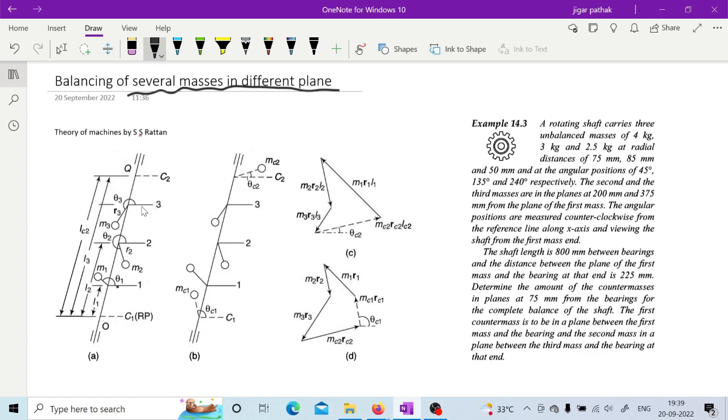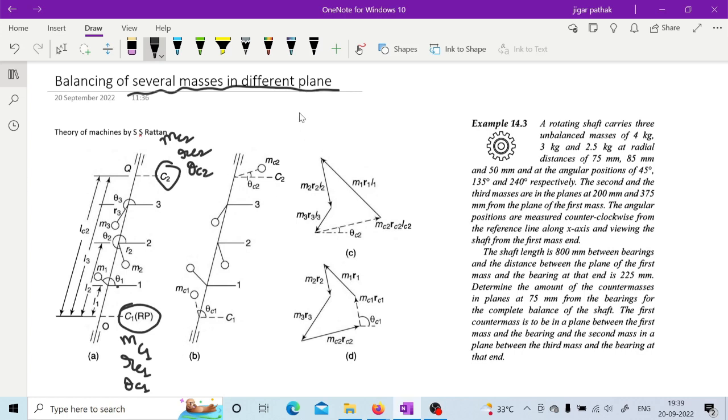So once you have this kind of situation, what you are going to do is take two different planes, C1 and C2, right? In these C1 and C2, you are going to provide two more masses for balancing, MC1 and MC2. So for plane C1 you will have MC1 at a radius rc1 and at an angle theta c1. Similarly, in plane C2, MC2 is the required mass at the required radius rc2 and at an angle theta c2.